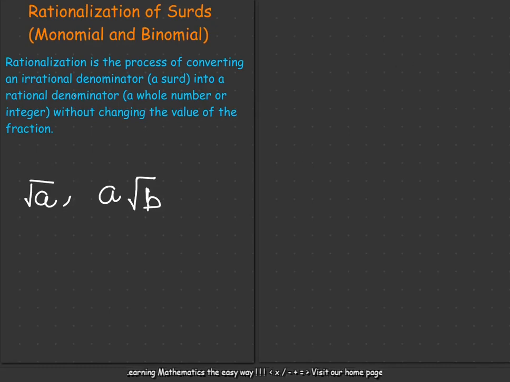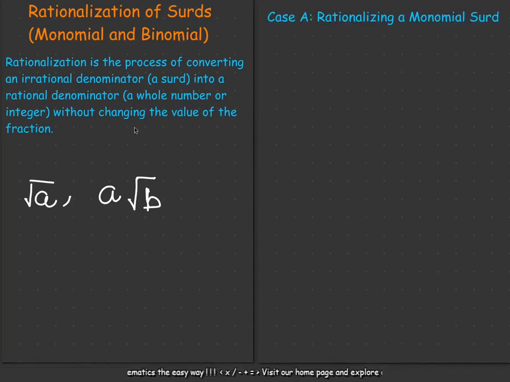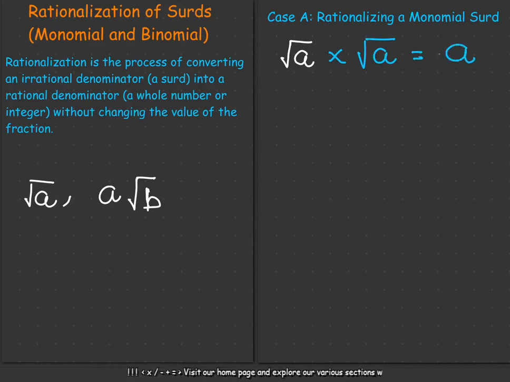For rationalizing a monomial, which we'll be considering as our case 1, all you need to do is to multiply the surd by itself. How does that happen? If I have the square root of a and I want to rationalize it, all I do is multiply the square root of a by itself. There are ways you can write it. It becomes root a all squared, or you can also say square root of a squared.